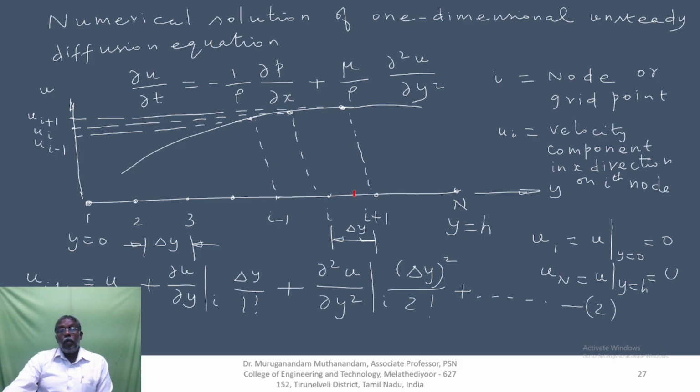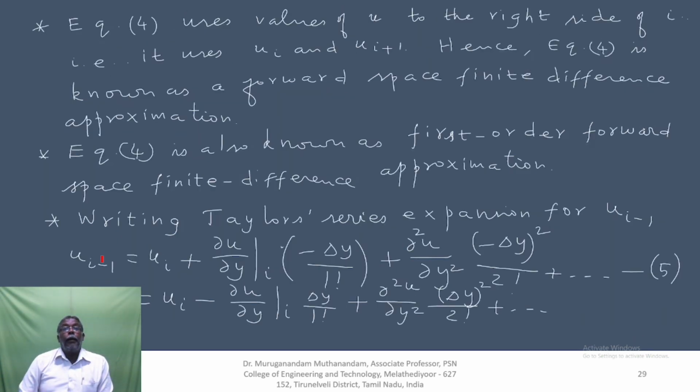So, in this approximate equation, we have the terms of u which contain I and I plus 1, that is to the right side of the grid point I. That is why it is called forward space. It is a spatial quantity. Y is a spatial quantity. Y is the distance along the thickness of the fluid film in the vertical spatial direction. That is why it is called forward space finite difference approximation.